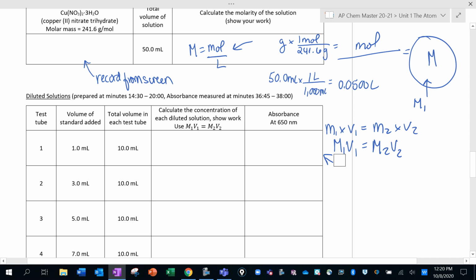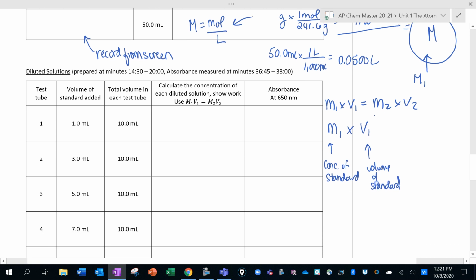I don't know what it is right now, you have to calculate it. So M1 is your initial molarity, and that's going to stay the same through all these calculations. M1 is the concentration of the standard. V1 is the volume of the standard, which is going to vary by which solution you made. So it's either going to be 1 mL, 3 mL, 5 mL, etc.